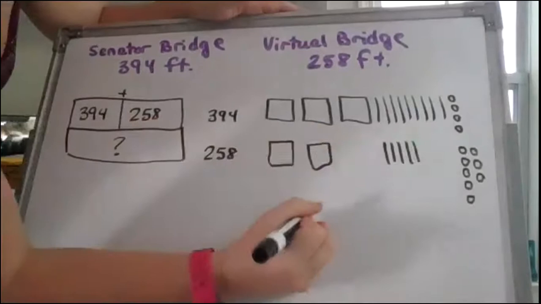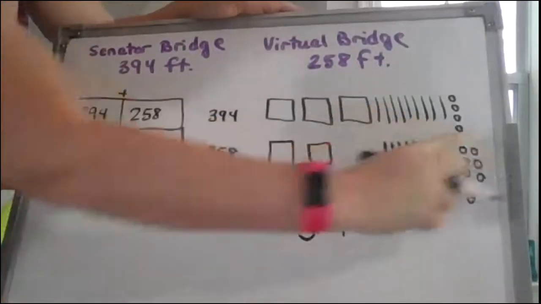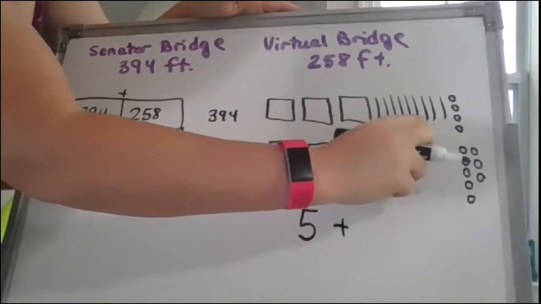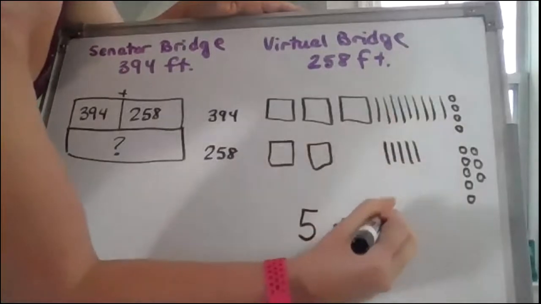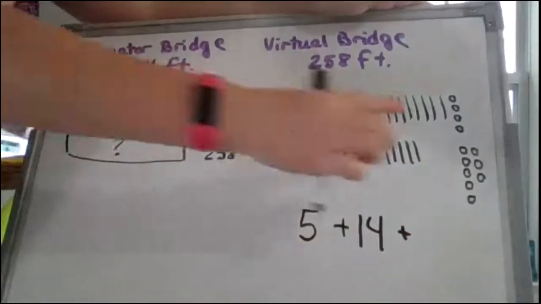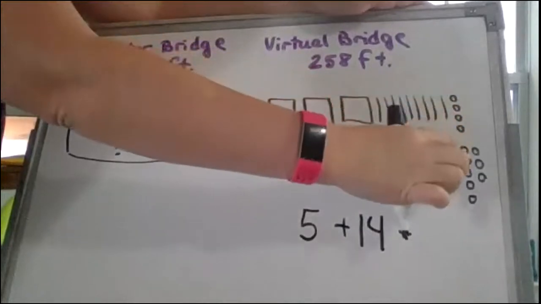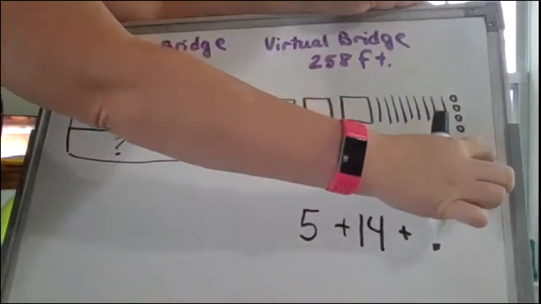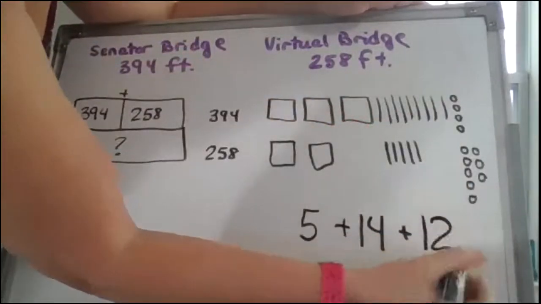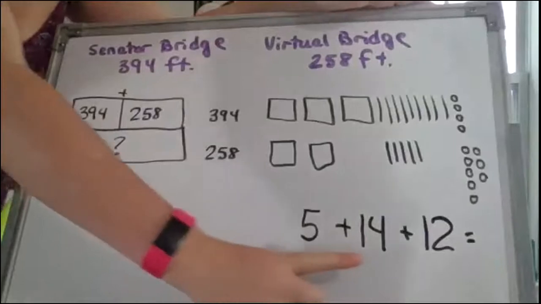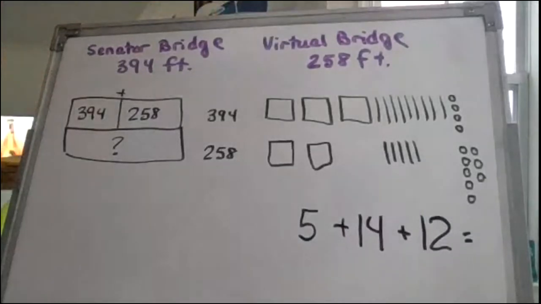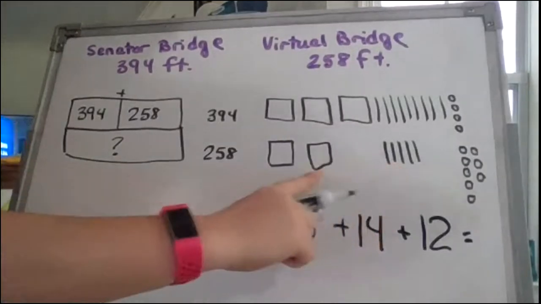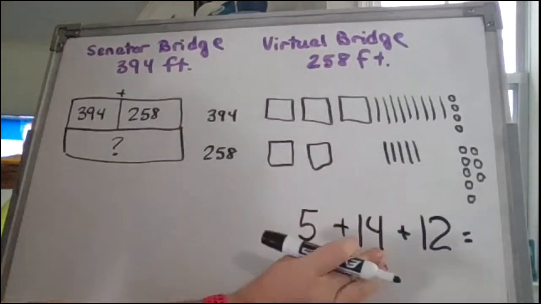Let's see. I have 500s plus how many tens? 1, 2, 3, 4, 5, 6, 7, 8, 9, 10, 11, 12, 13, 14. Plus how many ones? 1, 2, 3, 4, 5, 6, 7, 8, 9, 10, 11, 12. Okay, equals. So I have 5 hundreds plus 14 tens plus 12 ones. When we add those numbers together, it's kind of difficult because 5 plus 14 is 19. Well, that's not going to tell me I had 19 tens or 19 hundreds. That's not right.